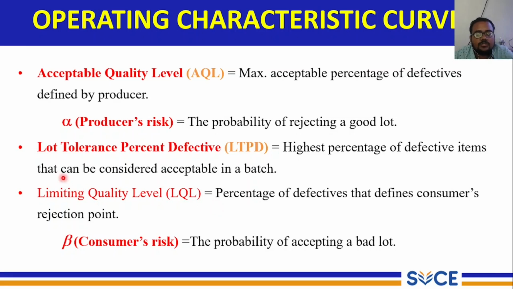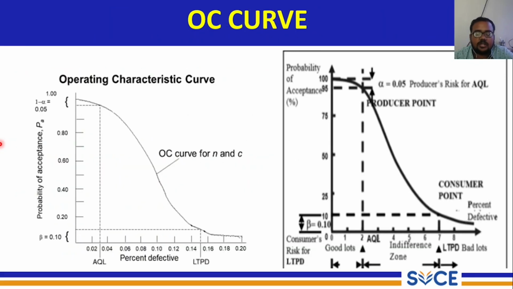Now we'll see what alpha and beta are about. Probably we'll discuss that with the OC curve. Maybe that will give you an easier conceptual understanding of it.